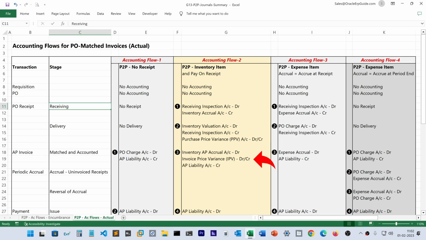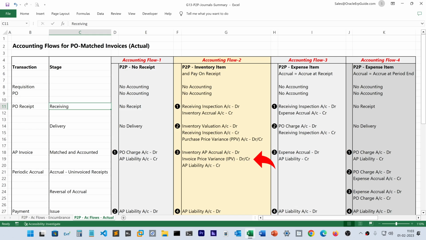After that, when the AP invoice is matched with the PO and accounted, the inventory AP accrual account is debited. It is the same account that we credited here. It is written as inventory accrual here and it's inventory AP accrual, but it's the same account. And invoice price variance, which is a difference between the invoice price and the purchase price, is debited or credited here, and AP liability is credited.